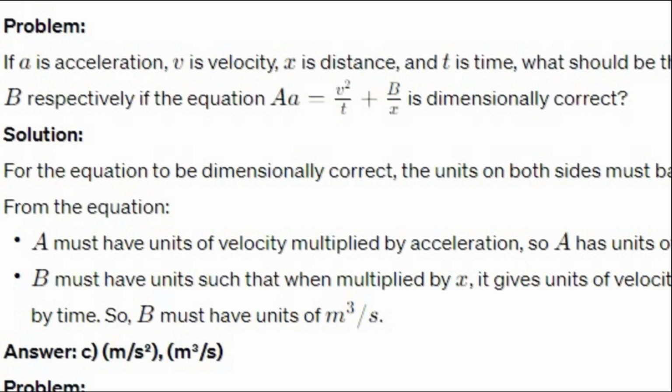Solution. For the equation to be dimensionally correct, the units on both sides must be balanced. From the equation, A must have units of velocity multiplied by acceleration, so A has a unit of meter per second squared. B must have units such that when multiplied by X, it gives units of velocity squared divided by time, so B must have units of meter cubed per second. Answer C, meter per second squared, meter cubed per second.